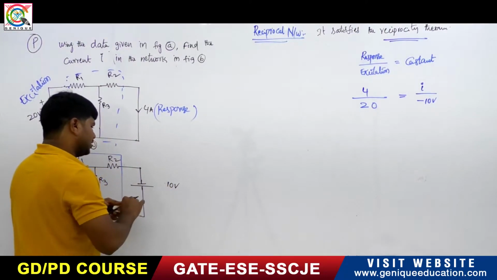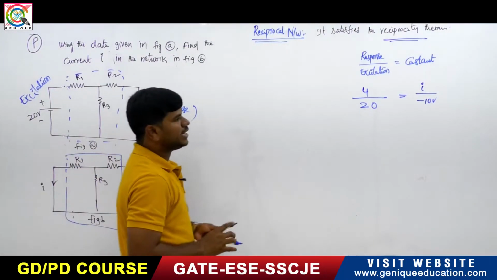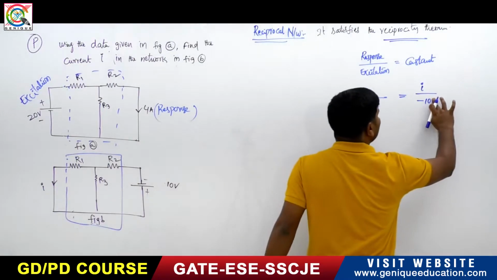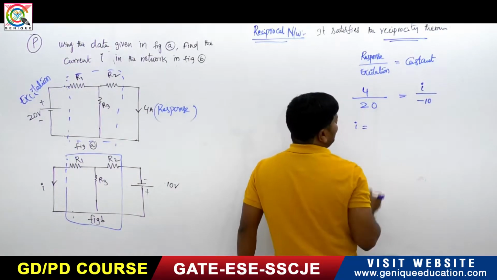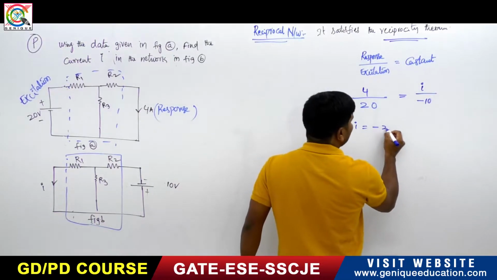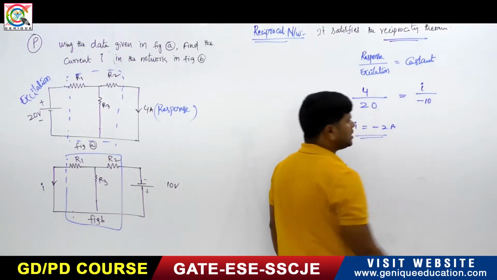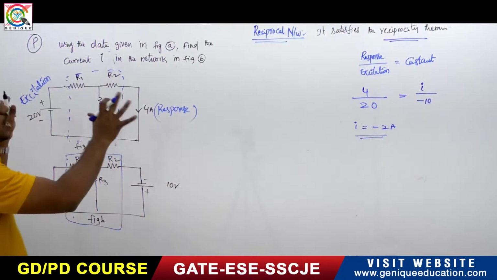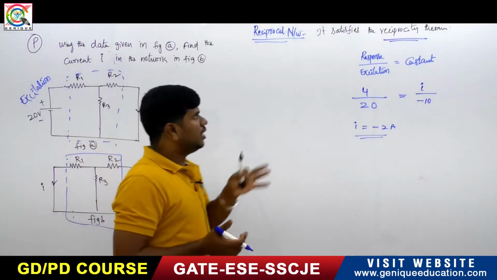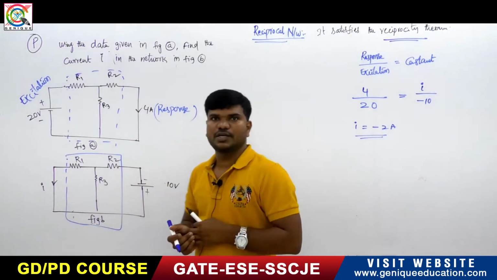It is given like this. It is minus plus. Okay? It is minus 10 volts. So from this, what we can write? So I is equal to, it is 2, right? So minus 2 amperes. So from this, we can get I is equal to minus 2 amperes. Okay? This is called the reciprocity theorem and reciprocal network.